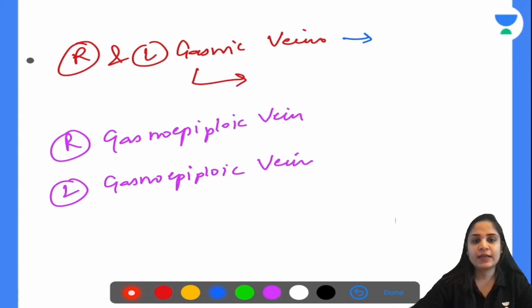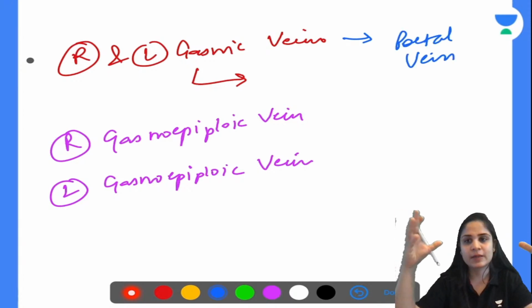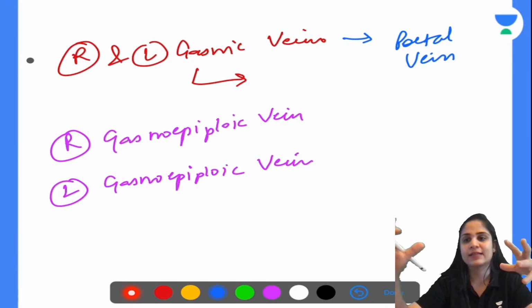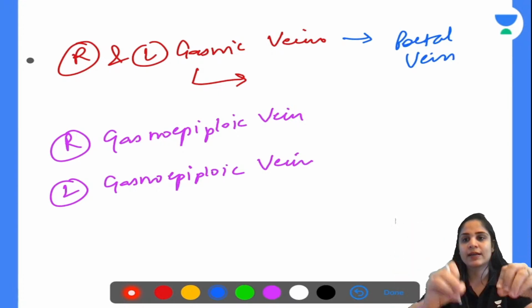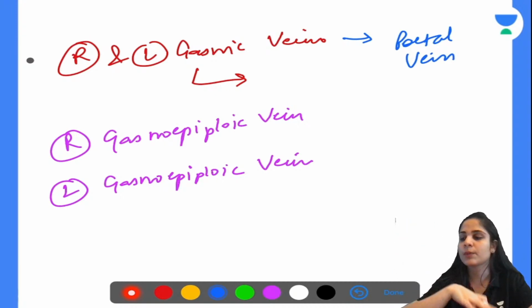Yes, very good. The right and left gastric veins will drain into the portal vein, because the portal vein is the biggest vein in the lower part of the body. Literally all the viscera, all the veins supplying the stomach, duodenum, colon, everything eventually drains into the portal vein. So the right and left gastric veins drain into the portal vein.